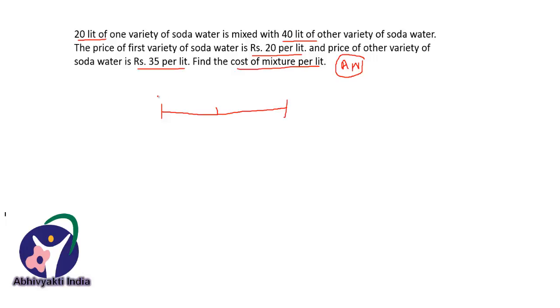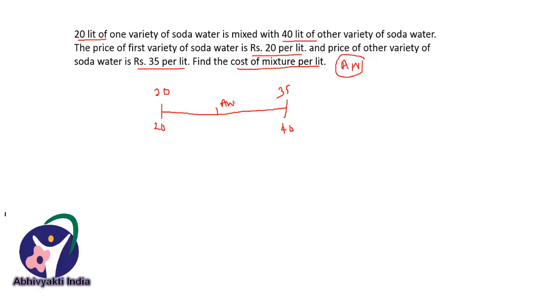It is 20 liters first, second is 40 liters, and the cost is 20 rupees per liter, and the other cost is 35 rupees per liter, and the cost of the mixture, that we do not know, that we have to find, that is AW we have to find.